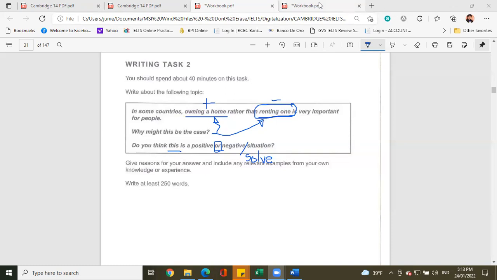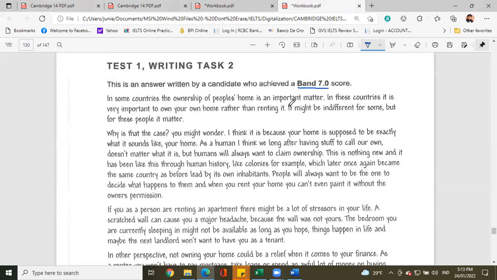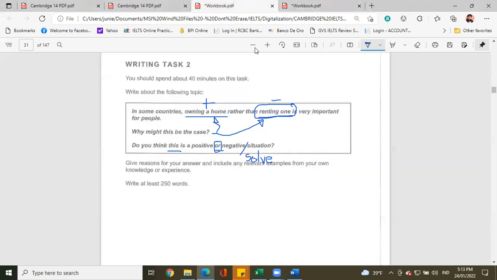So, let's look at the model answer. Remember, we're looking out for these keywords. First, owning a home, and then renting one, and then we're looking out for the positive, and then alternatively, let's see if there are negatives as well.